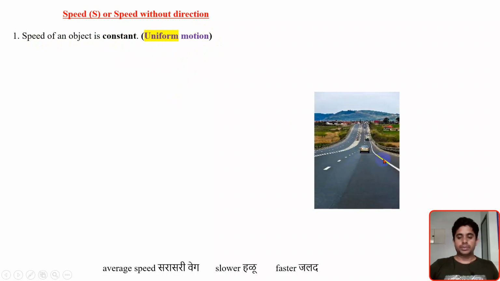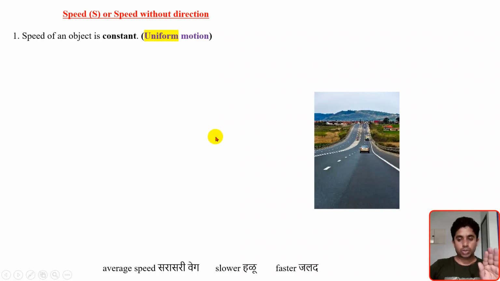Let us take an example. Now, again, three different cases we will consider. First case is when the car is traveling on this road. There are three cases. First case is the road has an upward slope. Second, the road has a downward slope. And third case is the road is flat. So according to these three types, we will change the speed of the car.